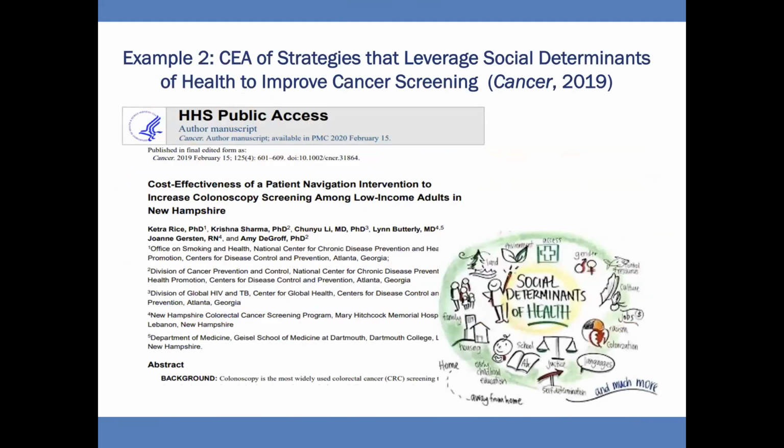Okay, I'm going to go to another example. This example relates to the example I gave you earlier about the social determinants of health. I think it would be interesting and also very relevant for the context of our province at the moment. In this study, they look at the cost effectiveness of different interventions that try to target social determinants of health to improve cancer screening. Okay.